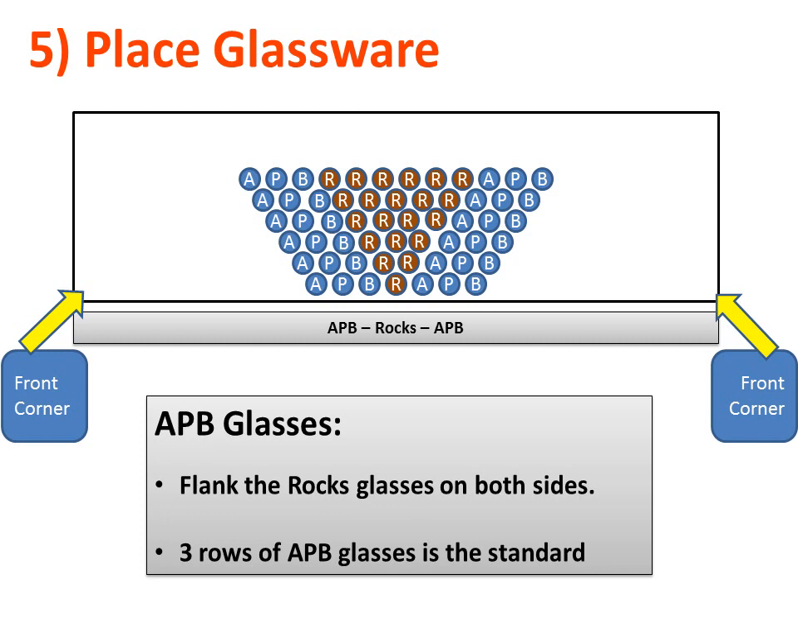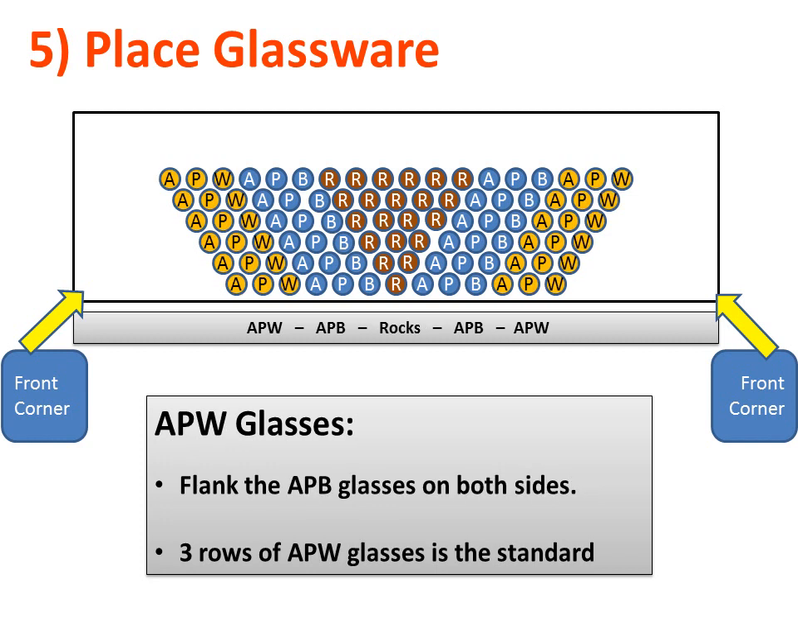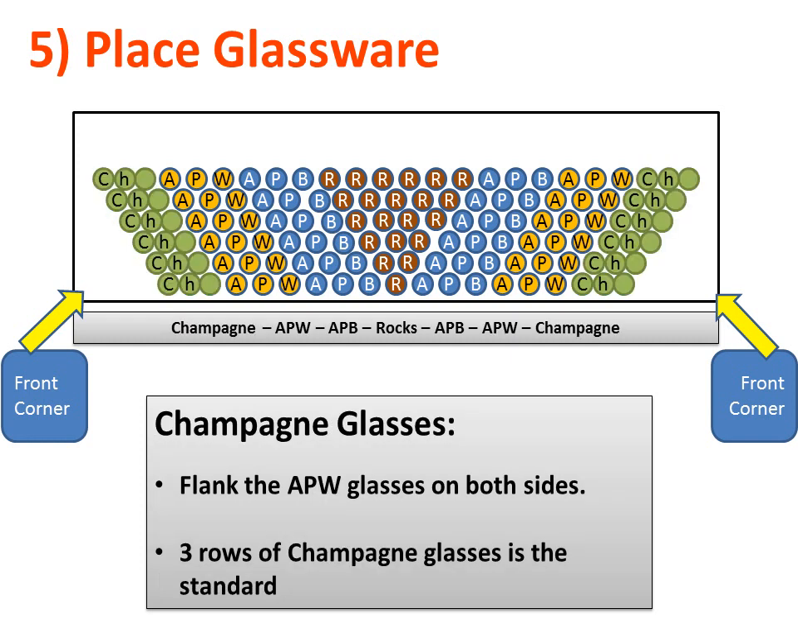Then, we place the APB glasses. They flank the rocks glasses on both sides. We set up 3 rows of APB glasses as a standard. Next comes the APW glasses. These flank the APB glasses on both sides, and we set up 3 rows of APW glasses as the standard. Next comes the champagne glasses. These flank the APW glasses on both sides, and we set up 3 rows of champagne glasses as the standard.